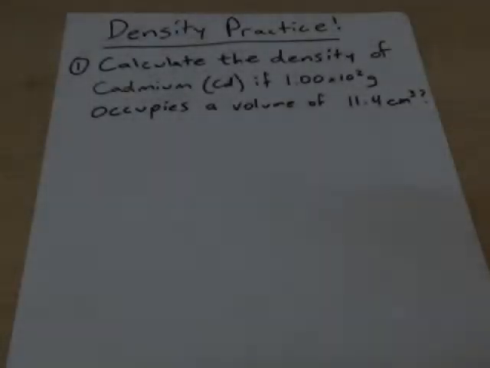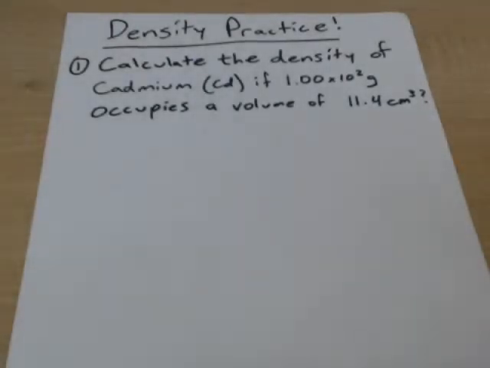In this video we're going to go through a couple practice problems involving density. So our first problem is: calculate the density of cadmium, that's Cd on the periodic table, if 1.00 times 10 to the 2 grams of the substance occupies a volume of 11.4 cubic centimeters.